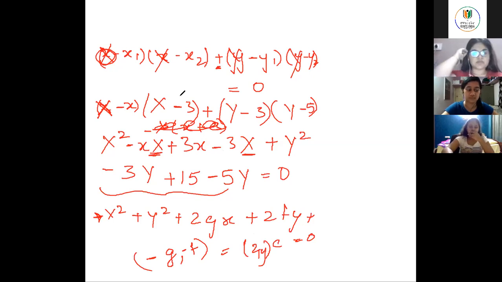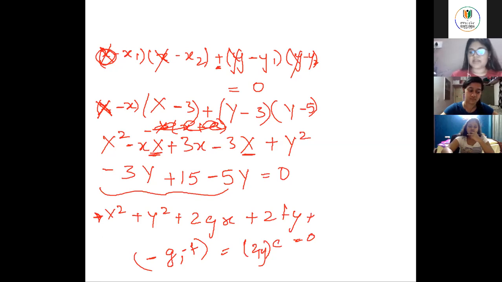What was the next doubt? Question number 13. If the equation given is equal to 0 and represents a circle, then the values of p and q are. Okay. So how did we learn the equation of the circle? What should be the equation of the circle here? x square plus y square plus 2gx plus 2fy plus c is equal to 0.